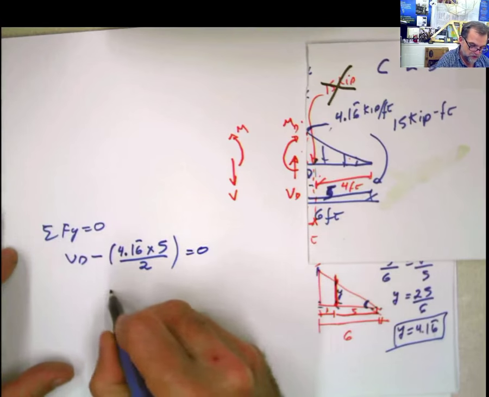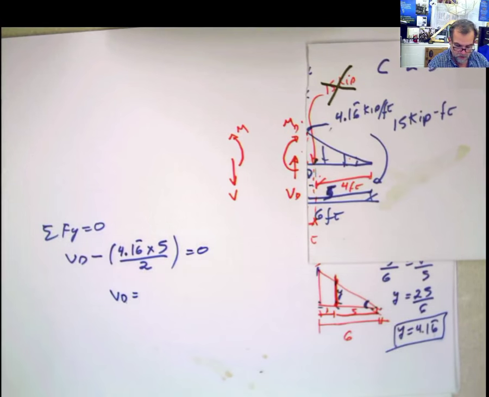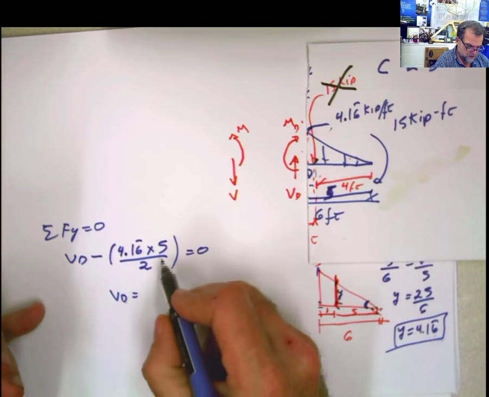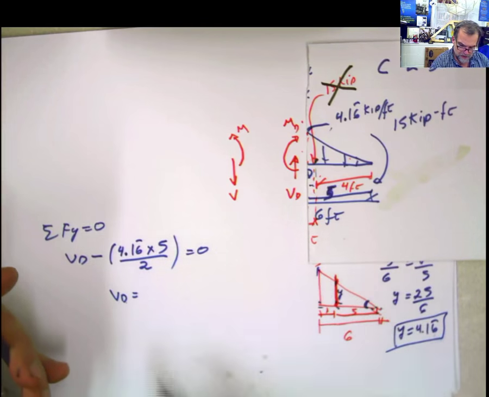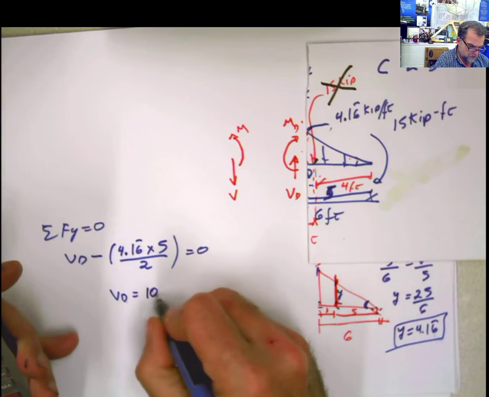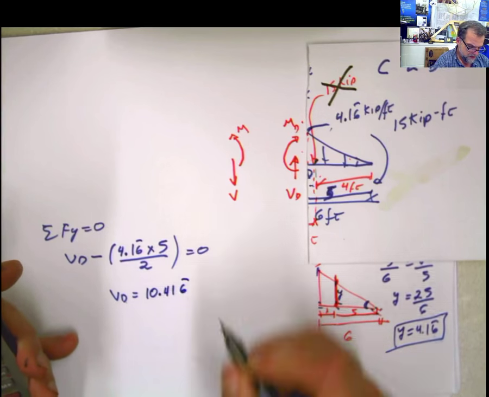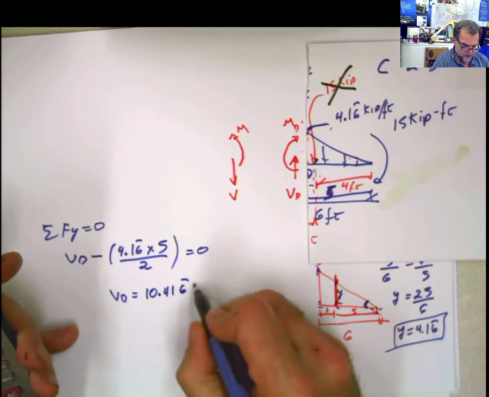Equals 0, so VD would be equal to 4.16 times 5 divided by 2, which is 10.416 kip.